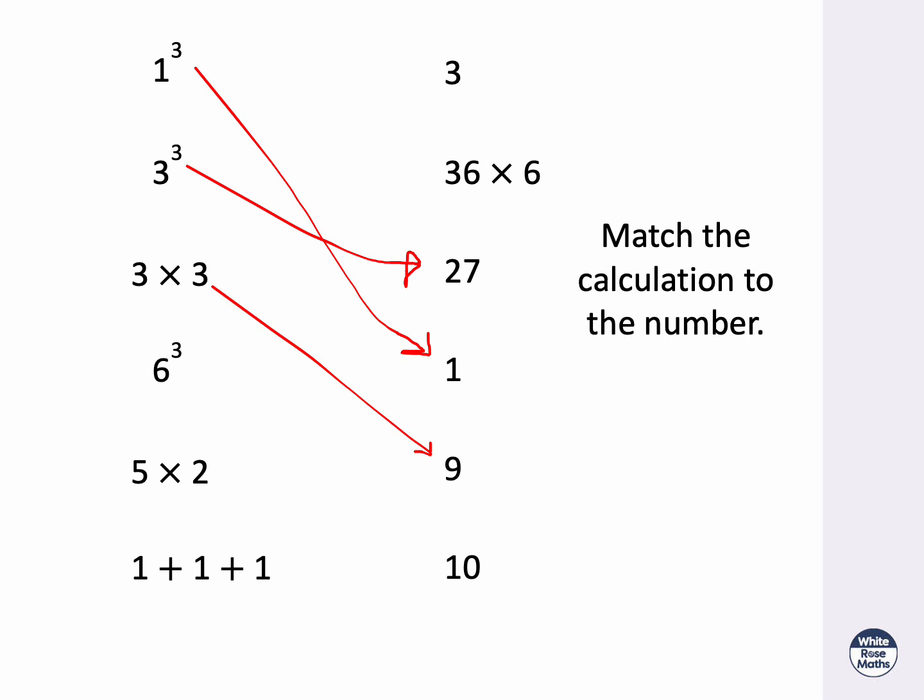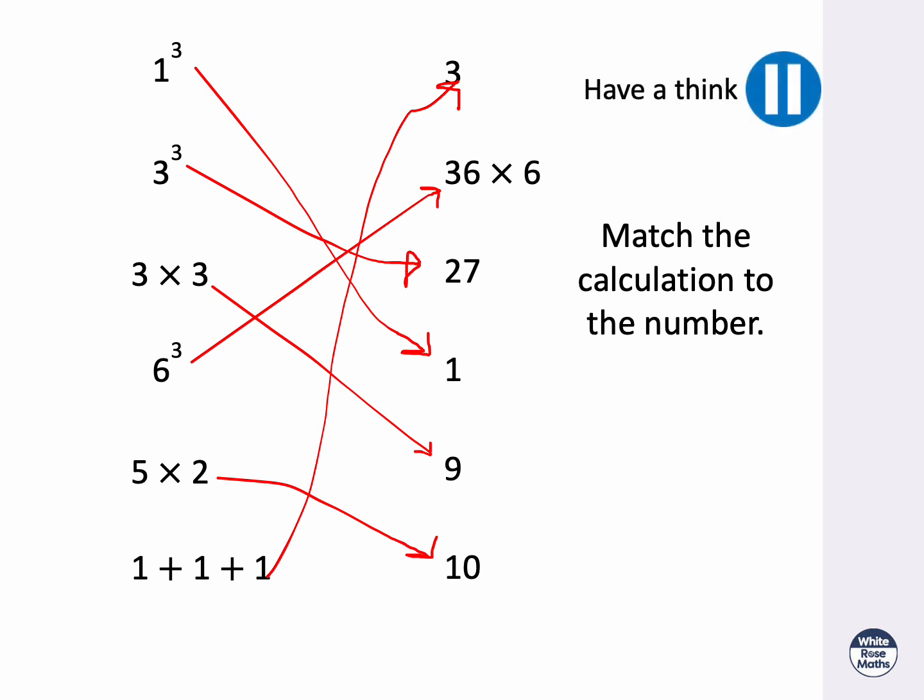5 2s are equal to 10, and 1 plus 1 plus 1 is equal to 3, and then come back to this slightly trickier one. 6 cubed is 6 times 6 times 6, which is the same as saying 6 squared times 6, and 6 squared equals 36, so that goes to there, guys. So remember that the power of 3 means times it by itself 3 times. So that's my answer for that, guys.